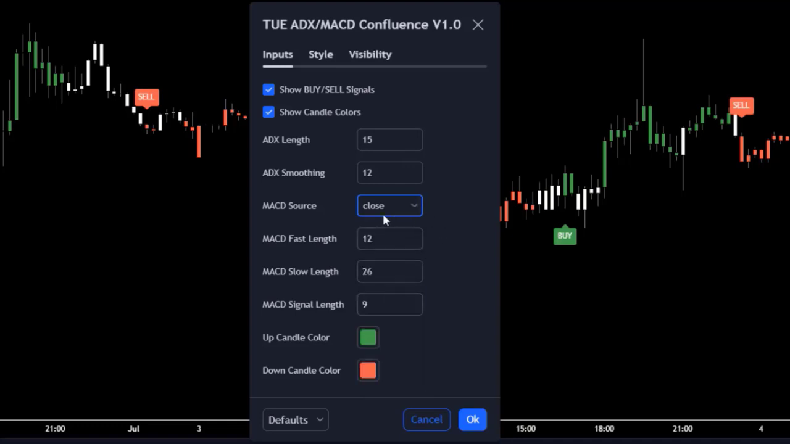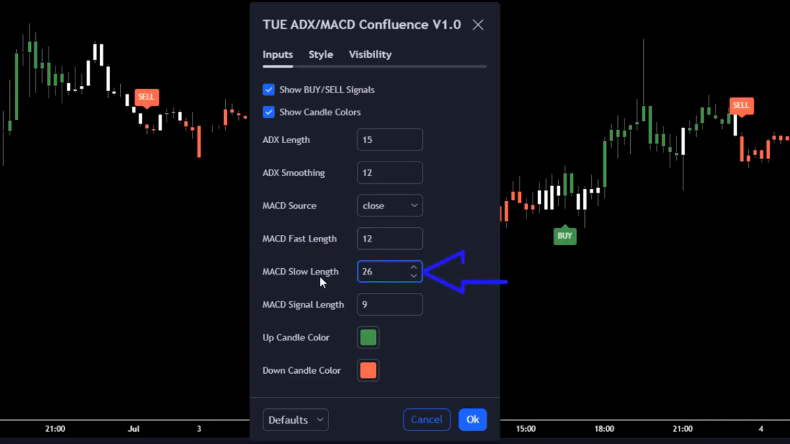The closing price is a widely used and reliable data point for MACD analysis. It provides a comprehensive view of the asset's price action and is suitable for most trading scenarios. Next, let's discuss the MACD fast length parameter. This parameter determines the number of periods used to calculate the fast line of the MACD. Increasing the value smoothens the line, while decreasing it enhances its sensitivity to immediate price changes. For our strategy, the default value of 12 works well, so we'll keep it unchanged.